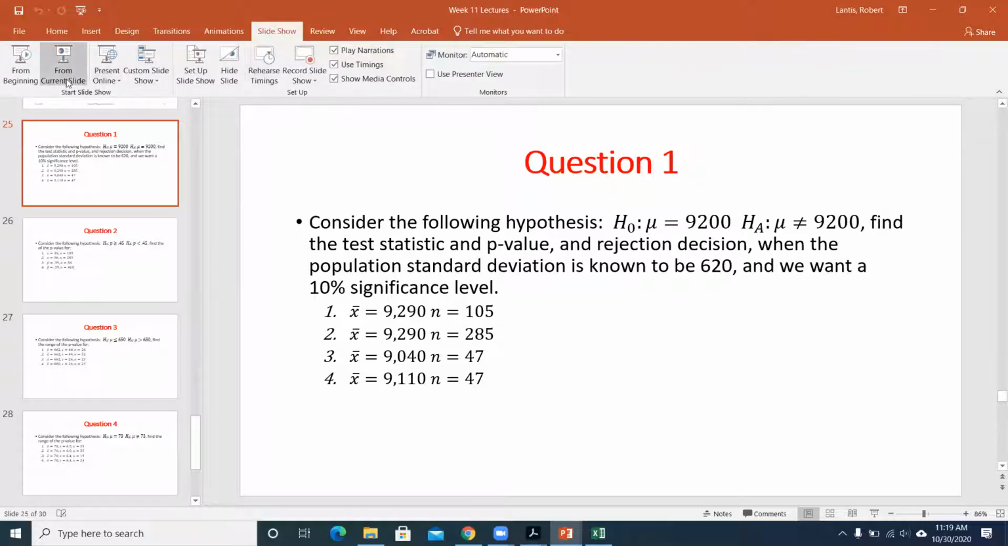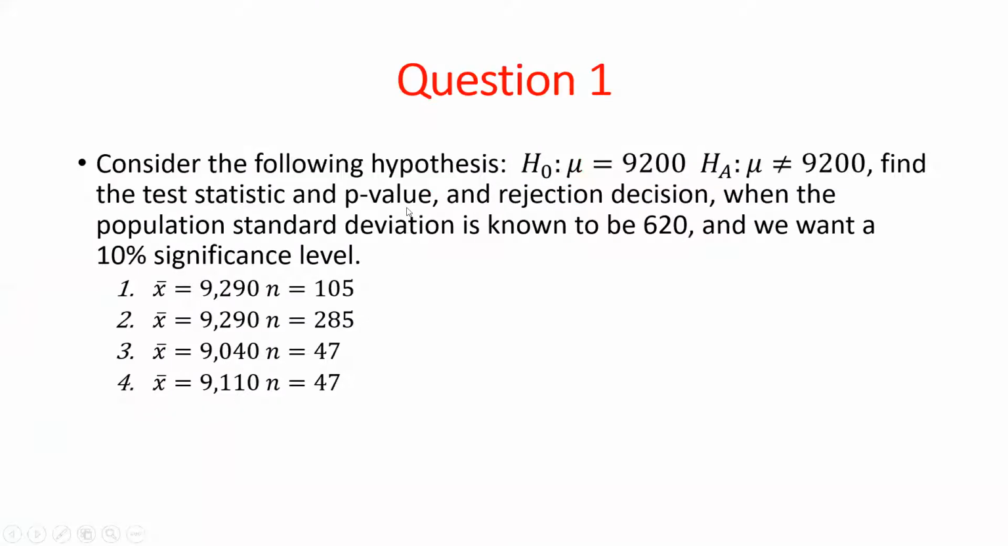So let's work through this first one. It doesn't have a lot of context here, but it's something I want to point out. Let's say we have this null and alternative hypothesis. I don't know what this is; it could be undergraduate enrollment, where the assumed true mean is 9,200. The alternative hypothesis is that it's not equal to that value.